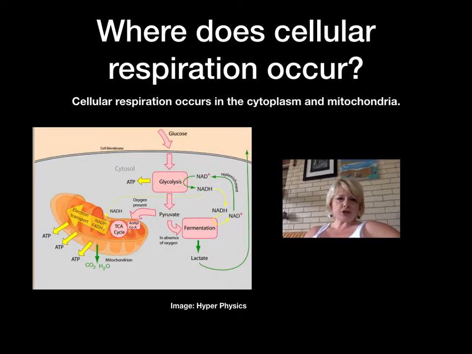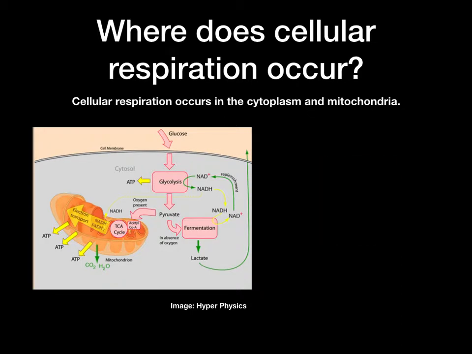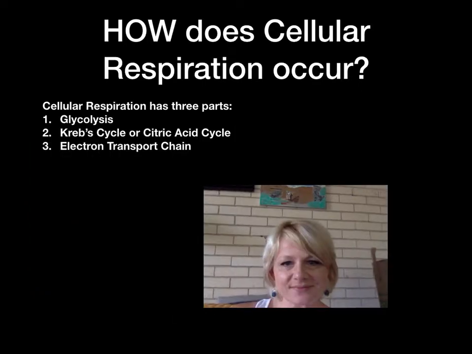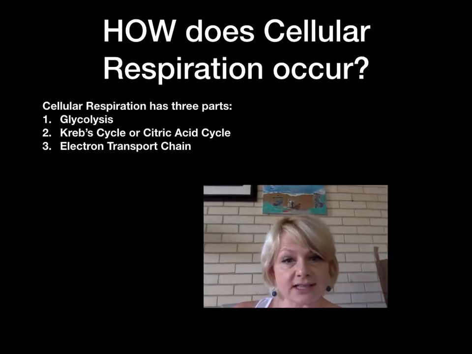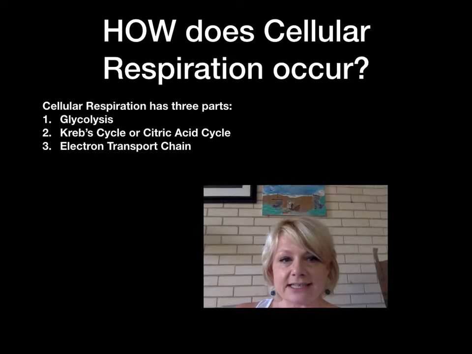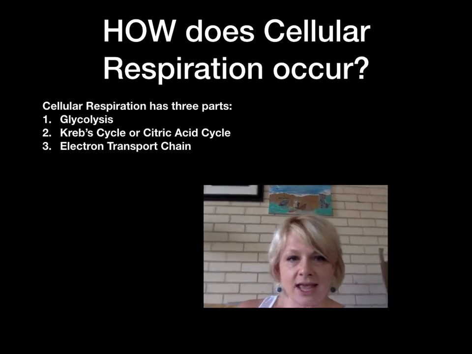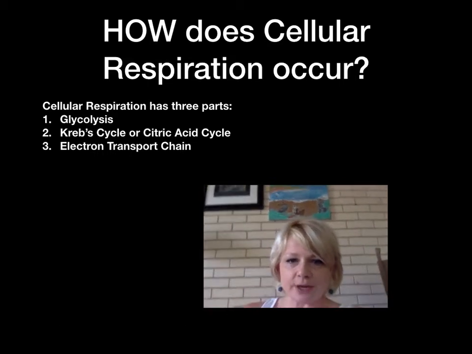Cellular respiration occurs inside the cell. The first portion, glycolysis, occurs in the cytoplasm, and the second two portions occur in the cell's mitochondria. Cellular respiration occurs in three parts. The first is glycolysis. The second is the Krebs cycle, also known as the citric acid cycle. And the third is the electron transport chain.